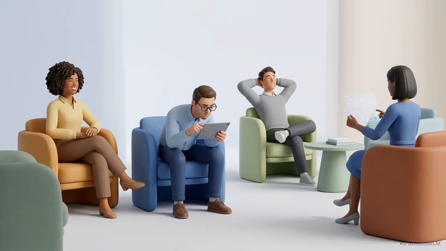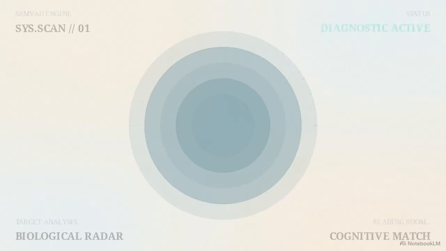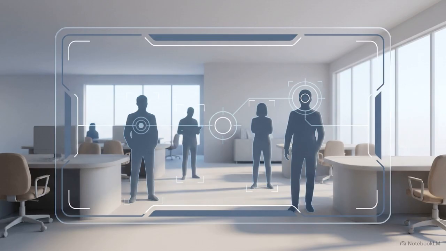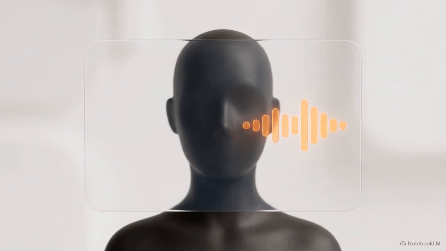Consistent, effective communication isn't about being born with a specific personality. It's the result of a deliberate 60-second diagnostic scan performed before you say a single word. To prevent that mismatch, you have to begin by categorizing the interaction. You are looking for the frequency the other person is currently broadcasting on.